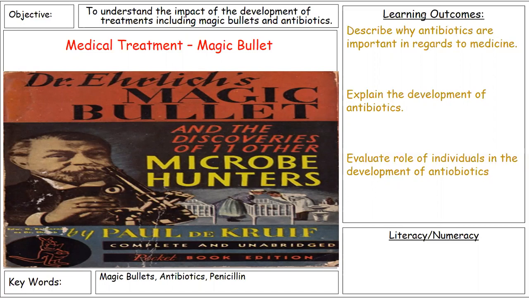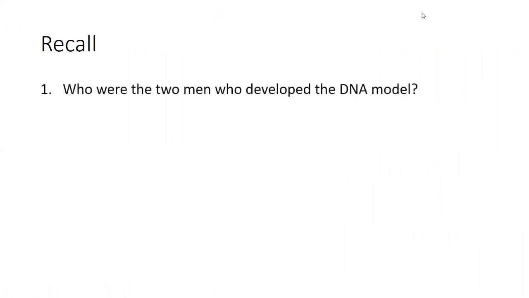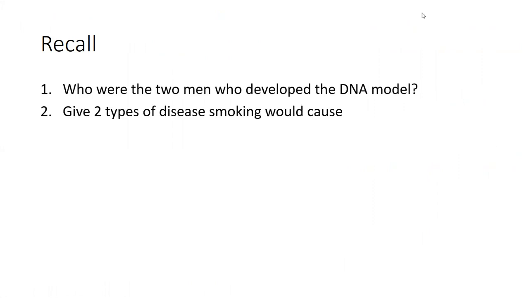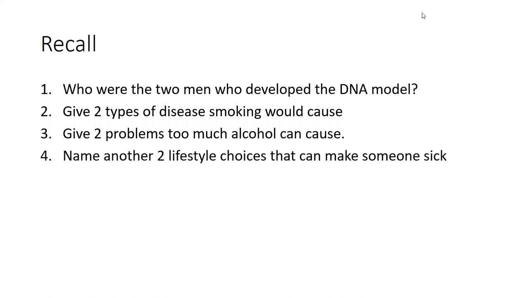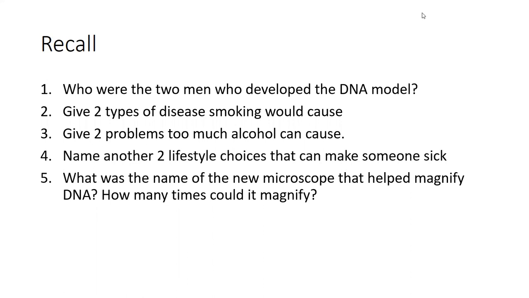So before we start this lesson, there are some recall questions that you can answer. If you know these, then this is really positive to reinforce your own knowledge for the GCSE. Who were the two men who developed the DNA model? Give two types of disease smoking would cause. Give two problems too much alcohol can cause. Name another two lifestyle choices that can make someone sick. What was the name of the new microscope that helped magnify DNA? How many times could it magnify? What is a hereditary disease or a hereditary condition? Those are the six questions that you can be answering.